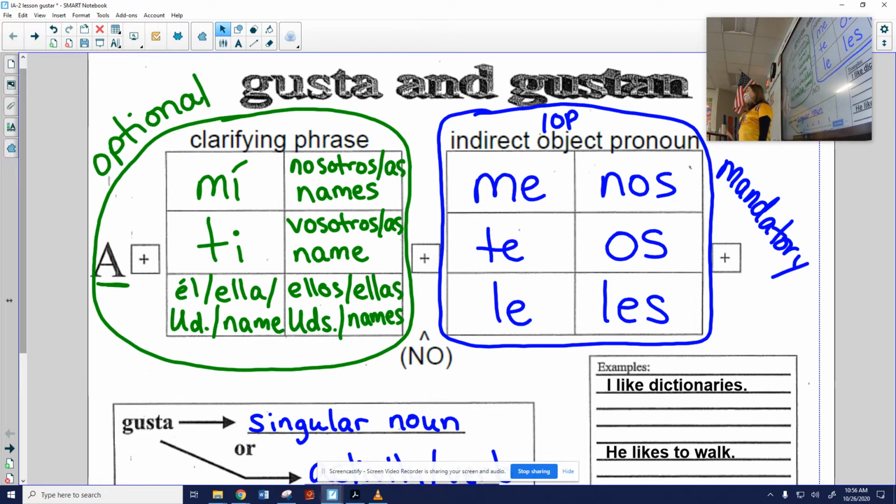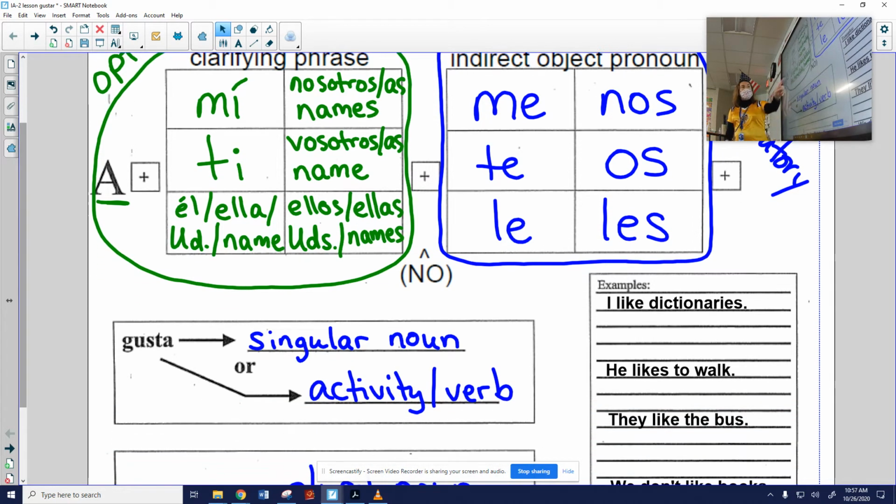One last note. If you want to say somebody does not like something, it's really easy to make it negative by just adding the word no. And if you add the word no, it goes right here. It goes before the indirect object pronoun, but it would go after this optional clarifying phrase. So if I wanted to say, oh, I really don't like it, and he doesn't like it either, I would say, a mí no me gusta. Y a él no le gusta tampoco. How are you feeling about this?